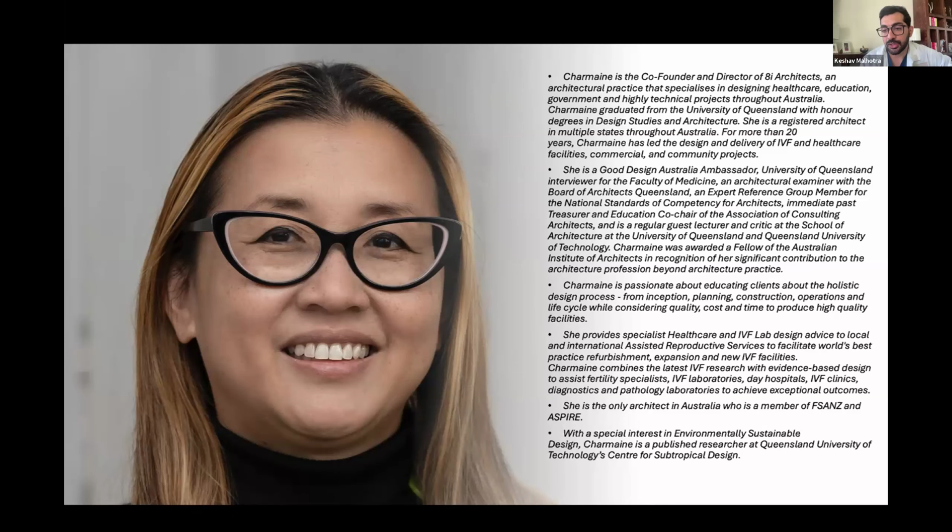She's passionate about educating clients about holistic design, from inception, planning, construction, operations to the life cycle of the whole project. She's one of the only architects in Australia who's actually a member of the Fertility Society of Australia and New Zealand, and also of Aspire, and has a special interest in environmentally sustainable design.